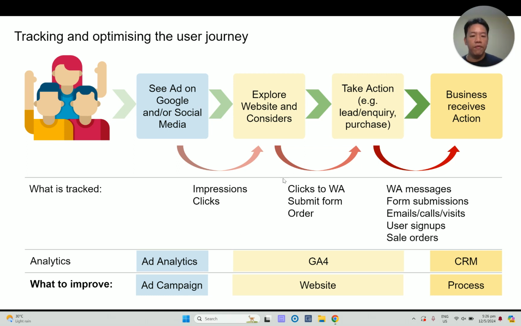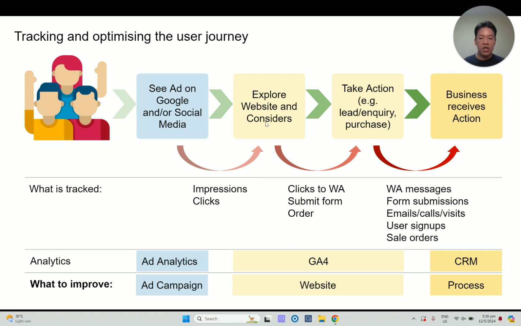So if both your data set here and your data set here are low, but you have a high count of impressions and a high count of clicks, that means people are interested in what you are offering, or at least they're interested in what your ad campaign is offering. So they click on your ad campaigns to come to your website, but they are not translating to actual actions taken, right? And you can see that from the GA4.